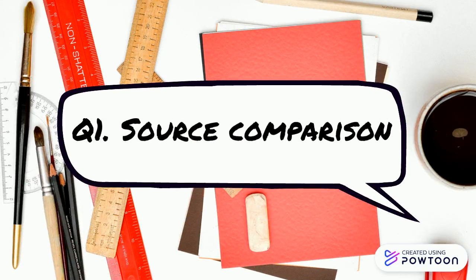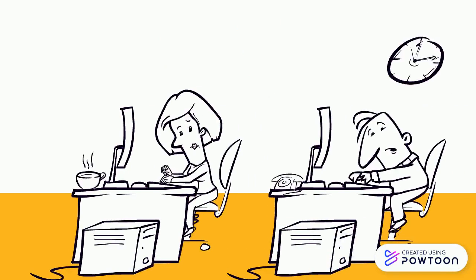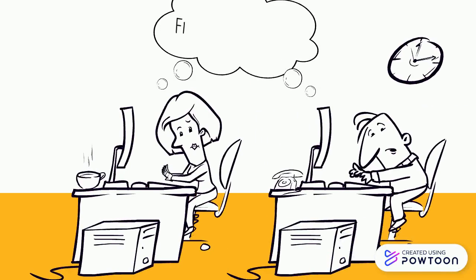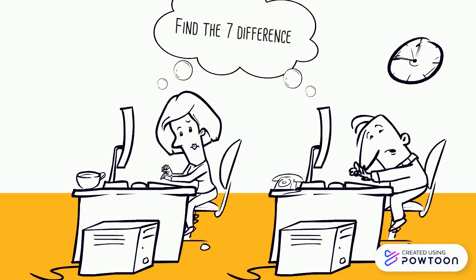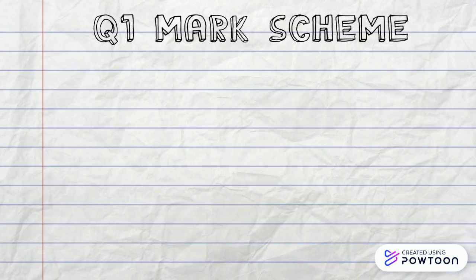Question 1 is a source comparison question. It asks you to compare two written sources. It is similar to the game that asks you to spot the 7 differences in the images, but instead of images, you will have sentences, so you will need to identify what ideas the sources have in common and which of them are different. Let's take a look at the mark scheme.